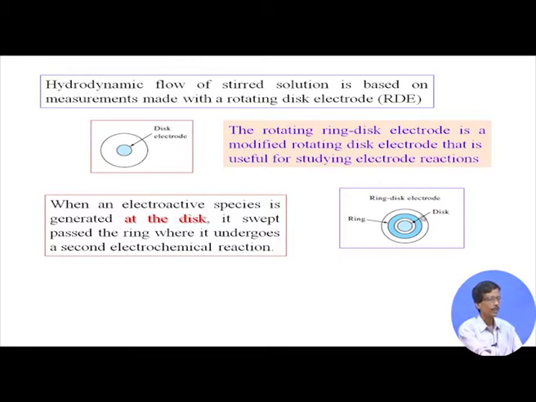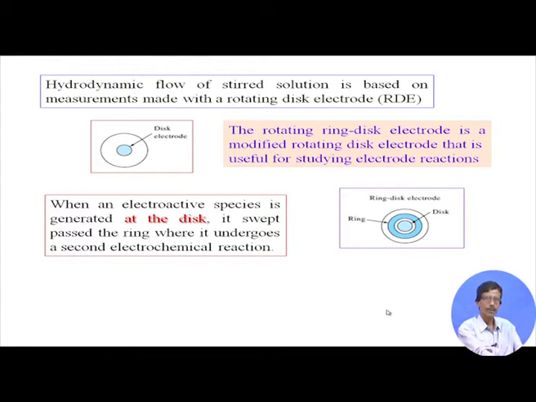That means it is passing from here and reaching the ring, and there it undergoes some other reaction, because it is an electrode of different polarity. If the disc is cathode, your ring is anode. So, after getting that, it is reaching the anode.